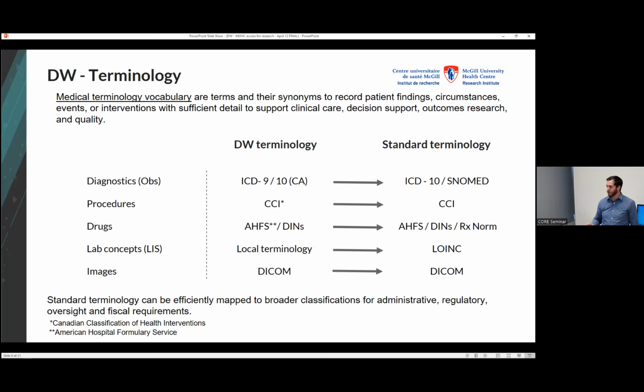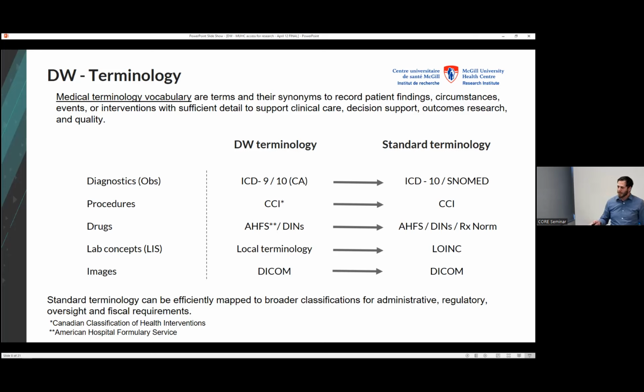For drugs, we use the AHFS and DIN classifications. AHFS is the American Hospital Formulary Service, which is also a standard. I put another one, there is RxNorm, another standard to classify drugs. For lab concepts, to my knowledge, we use a local terminology to classify the labs. For example, if you want to order a blood test, all the descriptions and codes are inside the local terminology. A standard terminology, for example, is LOINC, which to my knowledge we are not using.